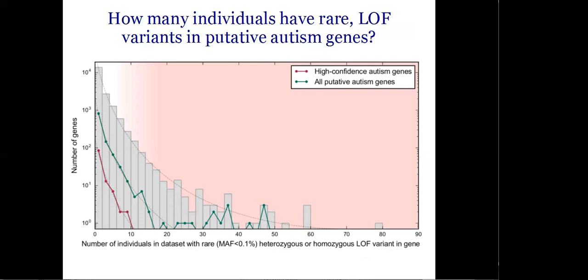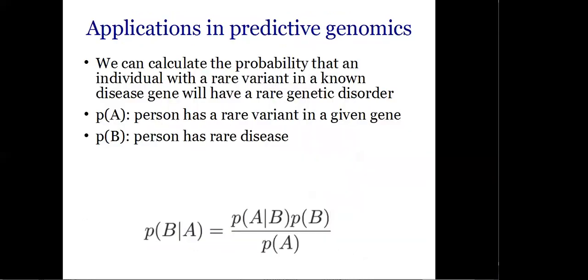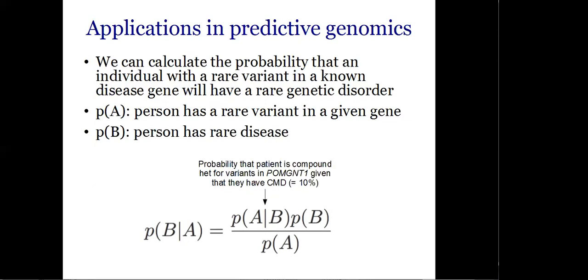Okay, so let me jump ahead, and really quickly, I did want to mention a really exciting application. You can actually use the SORVA score in predictive genomics, where if you find a rare variant in a known disease gene, you can calculate the probability that that person would develop the rare disease, let's say if you're doing prenatal testing. And I won't go through the actual numbers in this example.